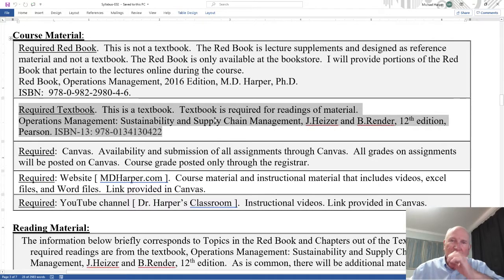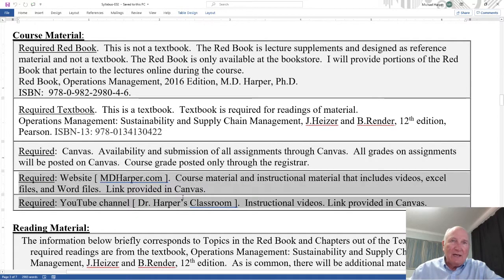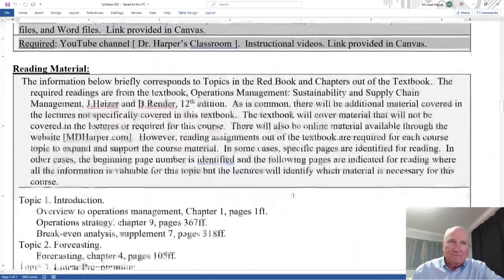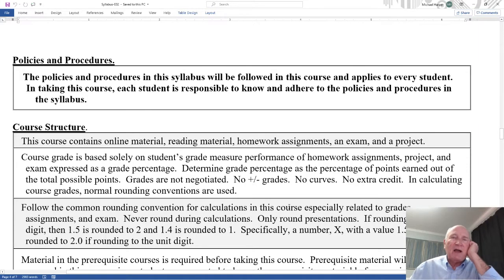You're just required to submit the homework, take the exam, and submit the project. Canvas is required because that's where you get other material, learning assignments, grades, upload, download assignments, etc. Then the website and then the YouTube channel. Okay, the next page. Okay, here comes the policies and procedures.